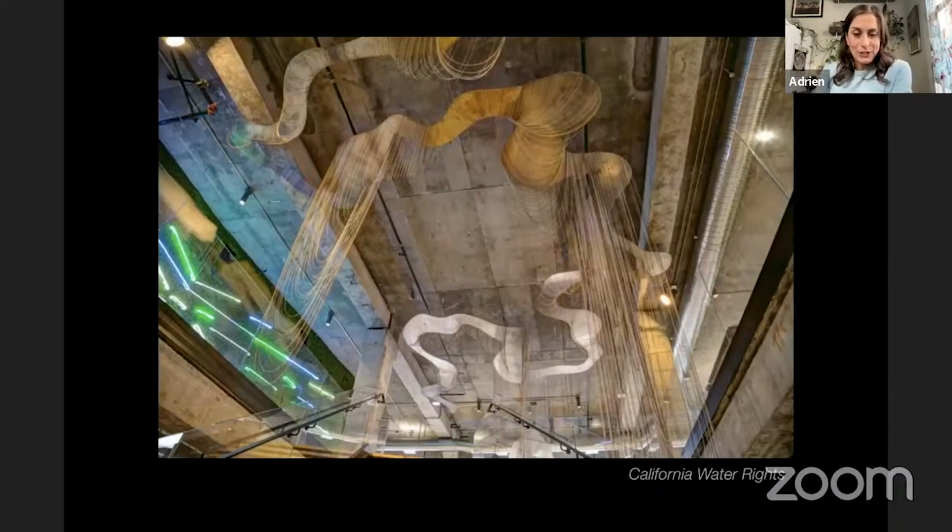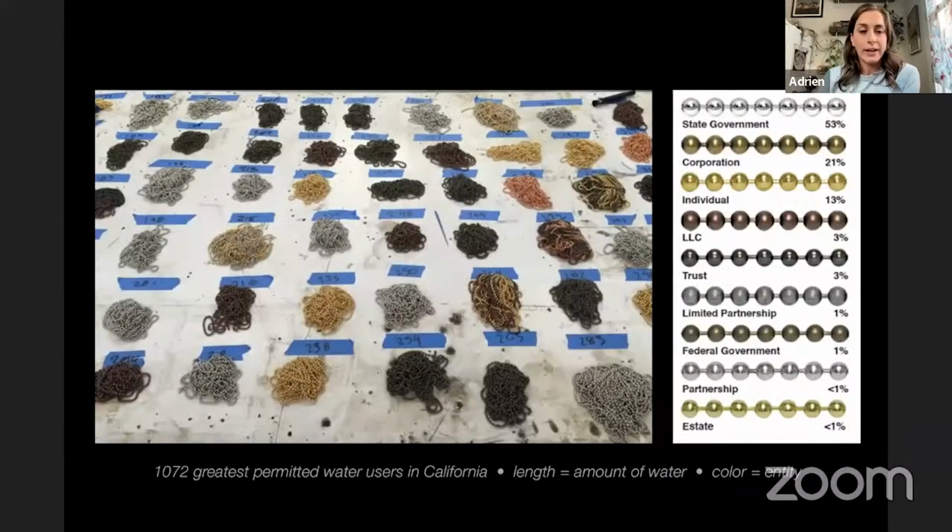I created this piece in response to the incredibly complex water rights system in California. This is a commission for an office building in downtown San Francisco. I found a database that has all the permitted water users in California. I filtered it and cleaned it for the largest 1,072 users.